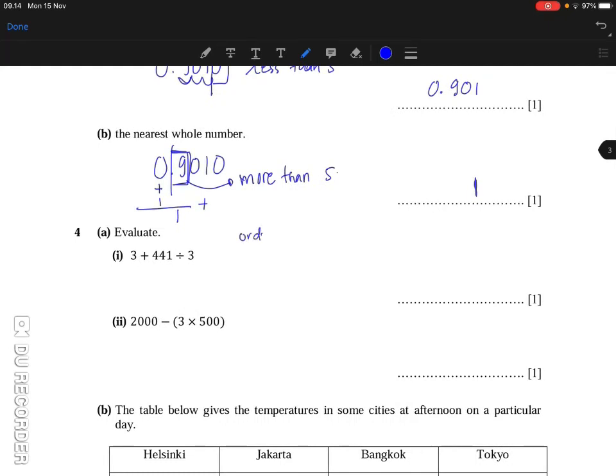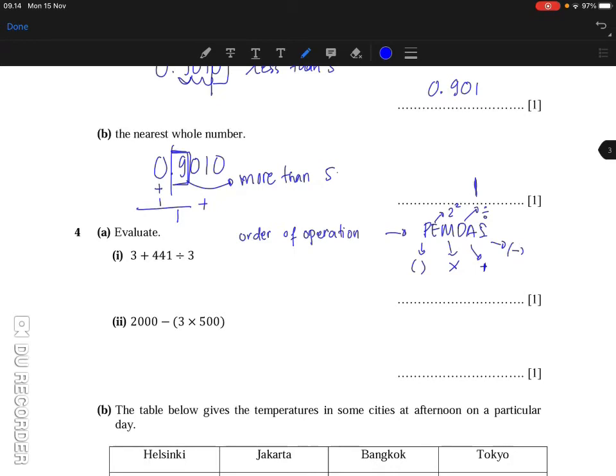Order of operation. We have PEMDAS. P here is the bracket. E here is like 2 power by 2, or exponential. M here is the multiplication, this is division. A is addition, and then S is our subtraction.